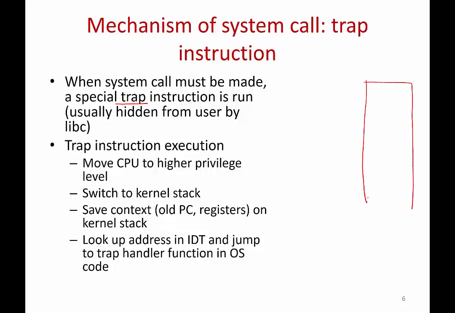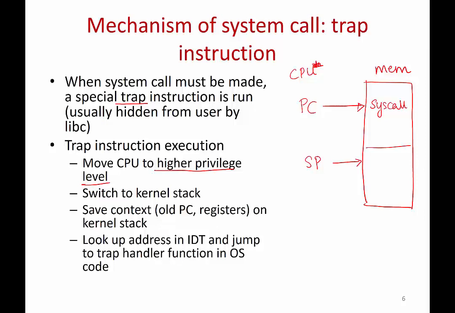So here is your memory image and here is some code where you've called the system call, right? Say you've called read or something, and your program counter was initially pointing to this, and your stack pointer in the CPU was pointing to some position in the stack. This is the CPU and this is your memory. Now for the trap instruction, the first thing that happens is you move the CPU to a higher privilege level. You set some bit in the CPU saying, be careful, you're in kernel mode now.